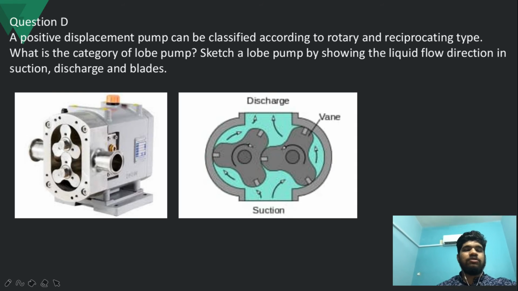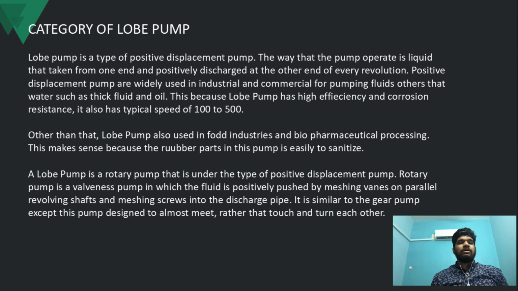Question D. A positive displacement pump can be classified according to the rotary and reciprocating type. What is the category of lobe pump? Sketch a lobe pump by showing the liquid flow direction, induction, discharge and blade. This is an example of the sketch of the lobe pump. Category of lobe pump: a lobe pump is a type of positive displacement pump.